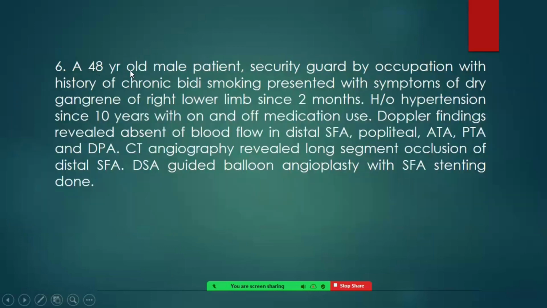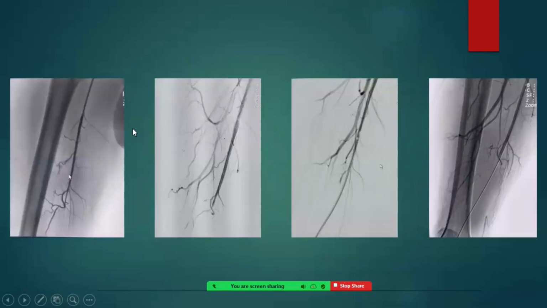This is another 48-year-old male patient who has the typical symptoms of Buerger disease, with a history of hypertension for 10 years, and is on medication. The CT angiography revealed a long segment occlusion of the distal SFA. This is via the antegrade approach. We are able to do the angio from the mid SFA. The whole of the artery is occluded, and these are the collaterals which have formed.